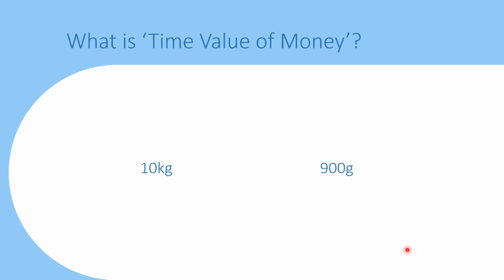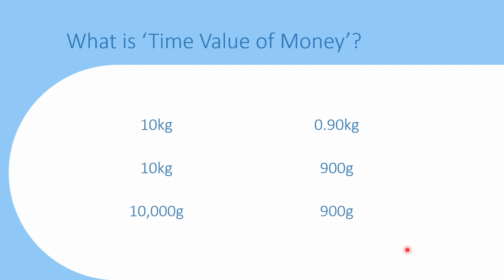So what you could do, for instance, is to convert them both into kilograms. So you can convert the 900 grams into 0.90 kilograms, and then now, because they're in the same unit, you can compare them and say, well, the 10 is bigger than the 0.9, and so the 10 kilograms must be bigger than the 900 grams.